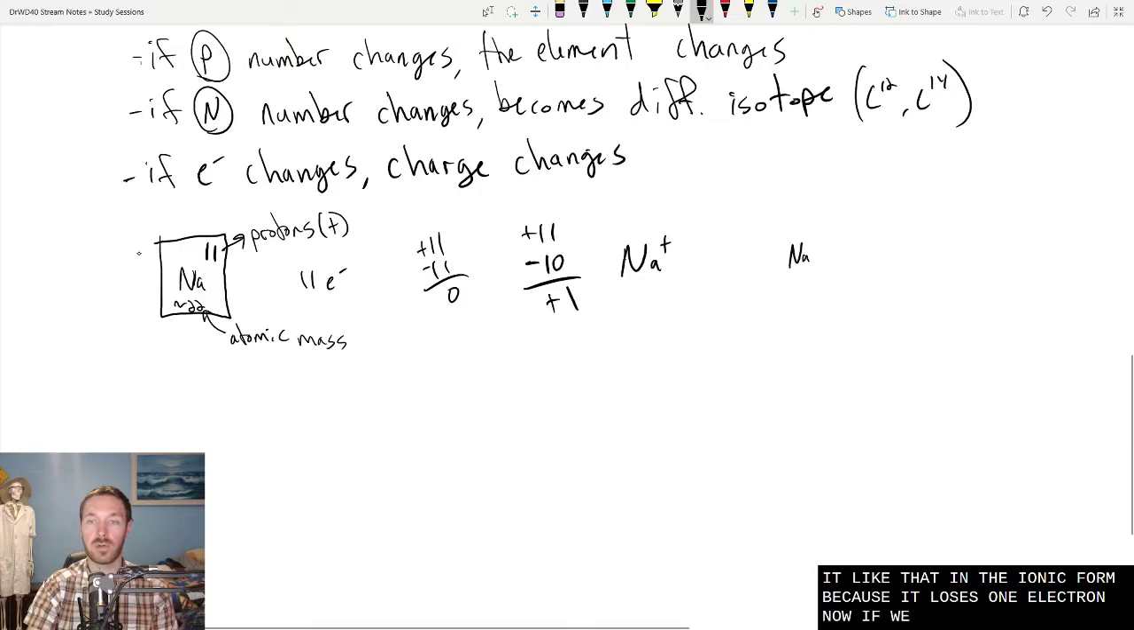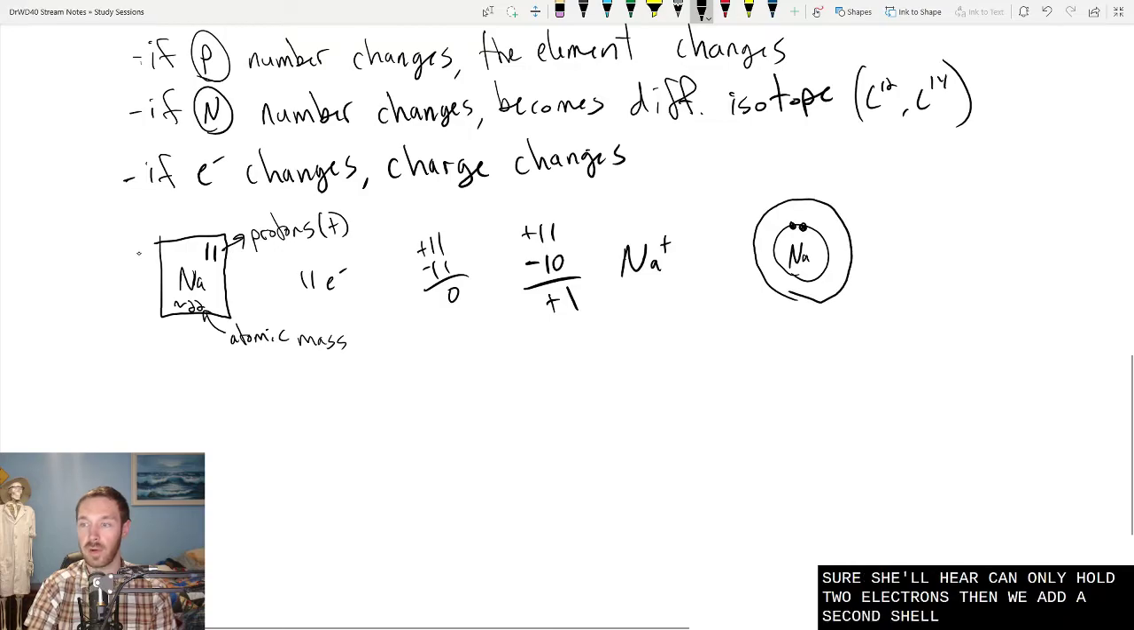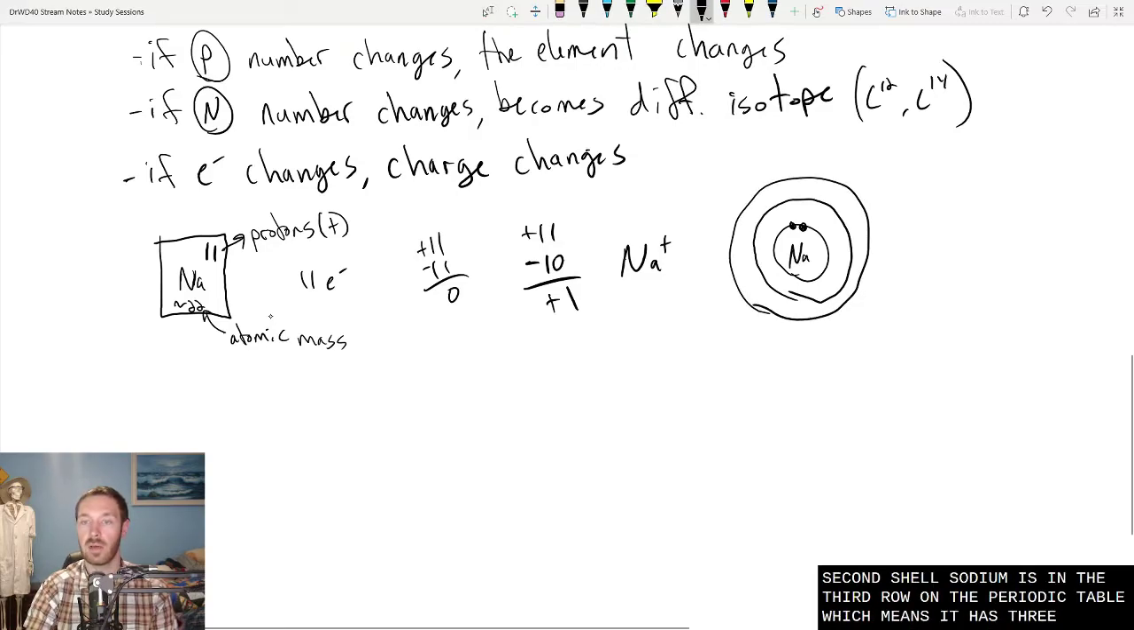Now, if we drew the electron clouds around sodium, so it has 11. To be neutral, we know it needs to have 11 electrons. So the first orbit, first shell here, can only hold 2 electrons. Then we add the second shell, so sodium is in the third row on the periodic table, which means it has 3 shells. So the second shell here holds 8 electrons, and every shell past the first shell holds 8 electrons. So now we have 2 plus 8, we have 10 electrons, and we add 1 more electron out here for the 11th electron.